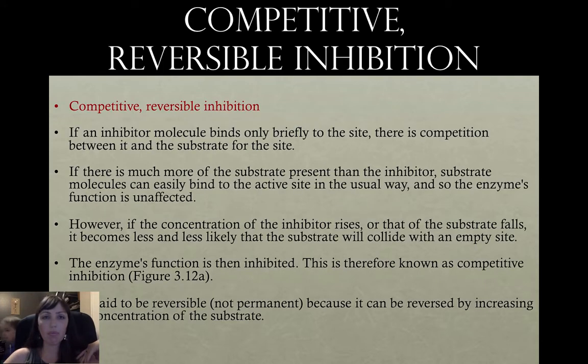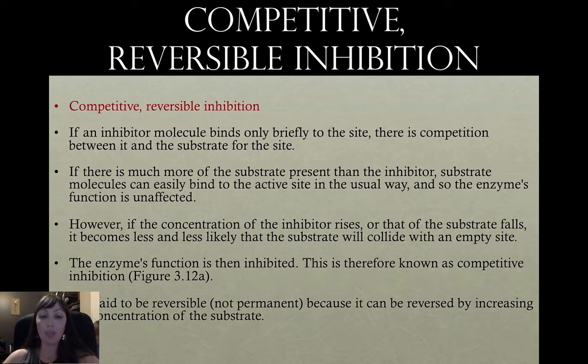Okay, competitive reversible inhibition. If an inhibitor molecule binds only briefly to the site, there is competition between it and the substrate for the site. If there is much more of the substrate present than the inhibitor, substrate molecules can easily bind to the active site in the usual way, and so the enzyme's function is pretty much unaffected. But if the concentration of the inhibitor rises or the substrate falls, it becomes less and less likely that the substrate will collide with an empty site. The enzyme's function is then inhibited. And this is therefore known as competitive inhibition.